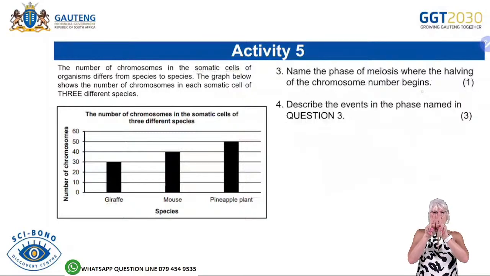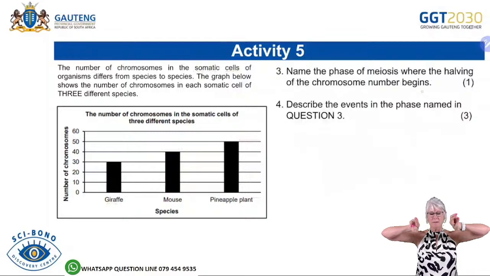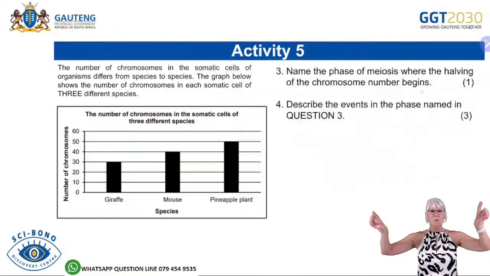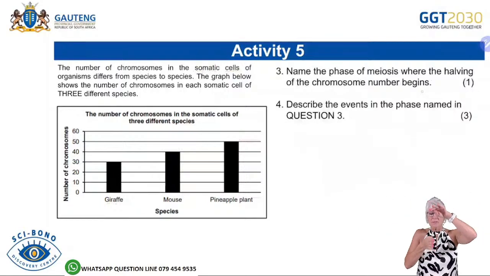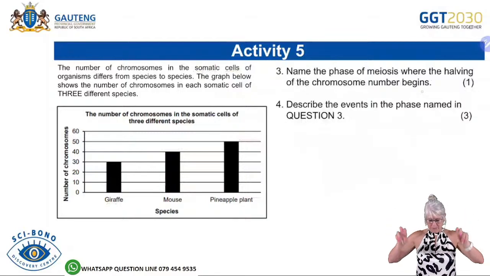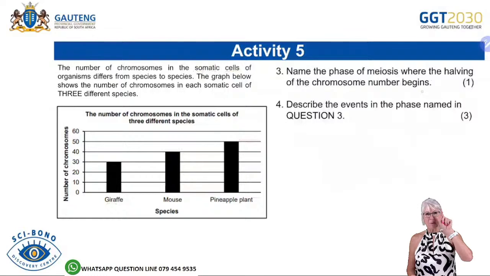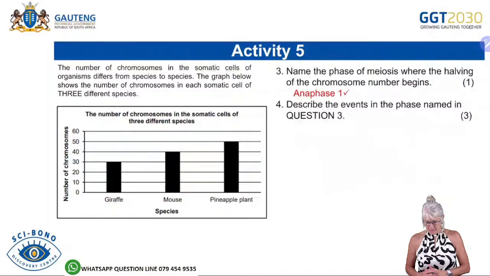Where do we start separating those chromosomes? We started in anaphase 1. So already in anaphase 1, my chromosomes are separating, and they're now going to form around each of the poles, and then once constriction or cytokinesis has taken place, we're going to end up with haploid cells. So the process begins already in anaphase 1.